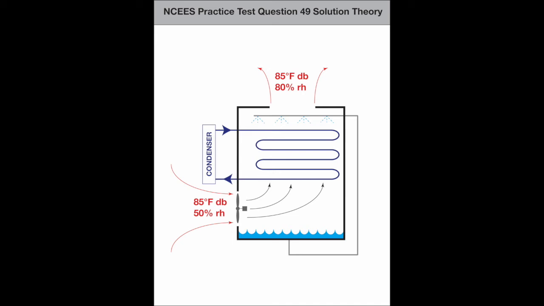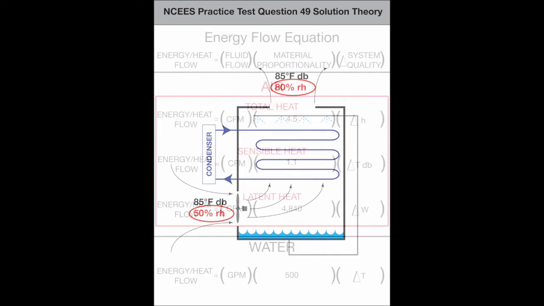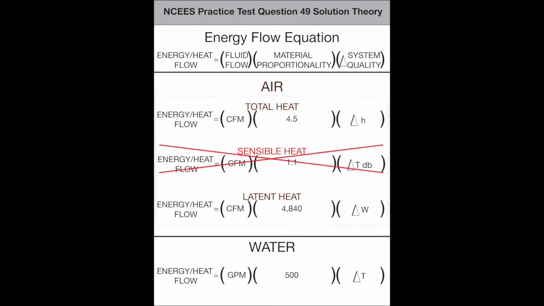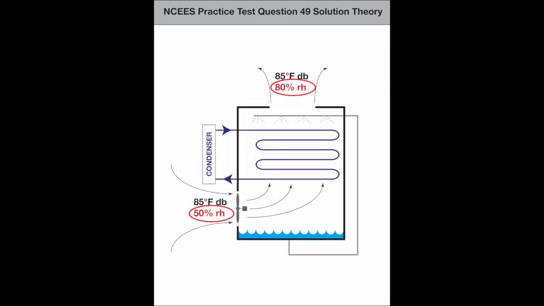You're given entering and exiting air conditions. These indicate that the energy which is transferred to the air is in the form of humidity and not dry bulb temperature. The energy flow equations for air are these 3. With no change in dry bulb temperature, you will not use the sensible heat transfer equation. Though the solution given by the NCEES uses the total heat transfer equation, you can use the latent heat transfer equation because, as we already said, the change in the air conditions is purely humidity.